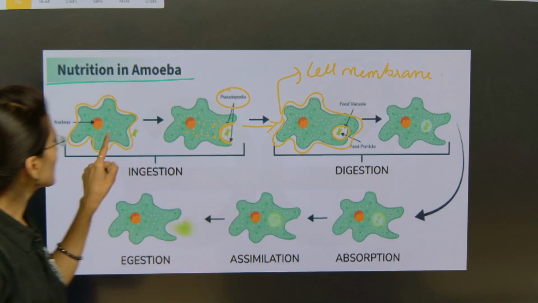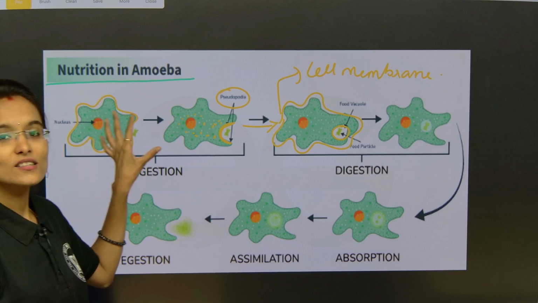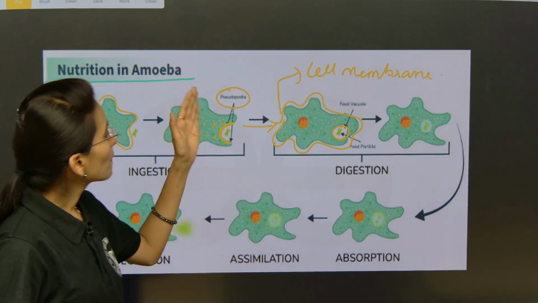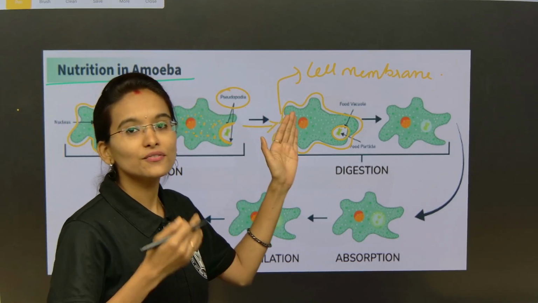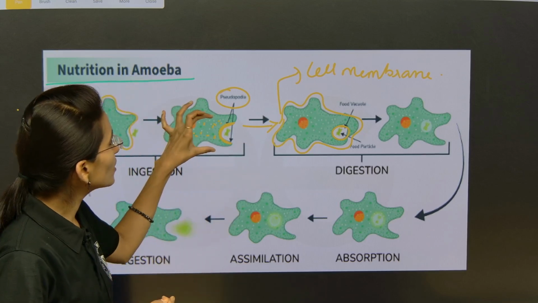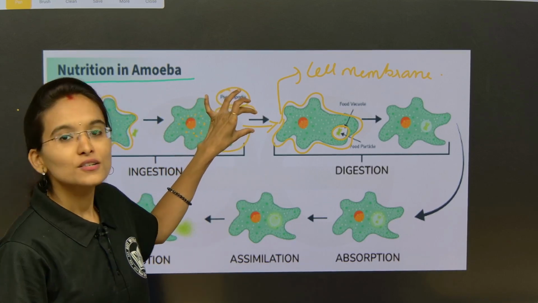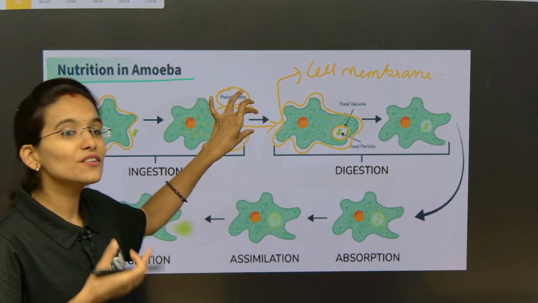Can you see this? It is the first stage where there is no extension of the pseudopodia, and in the next stage, whenever it finds the food particles, slowly it starts extending the pseudopodia, which is nothing but invagination.